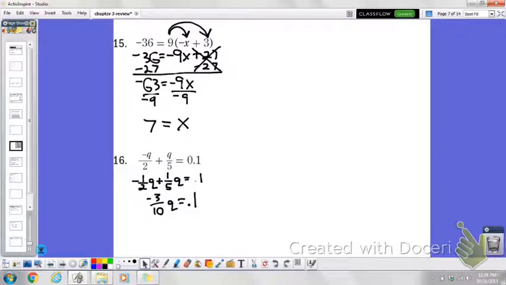Now, to get rid of the multiplication of negative 3/10, we have to divide by negative 3/10, or since we know that dividing by a fraction is the same thing as multiplying by the reciprocal of that fraction, we can multiply by negative 10 thirds on both sides. The negative 10 thirds and the 3/10 will cancel out, and we're left with q is equal to 0.1 times 10 over negative 3, which is equal to negative 1/3.